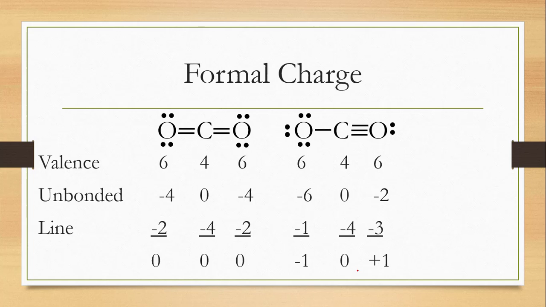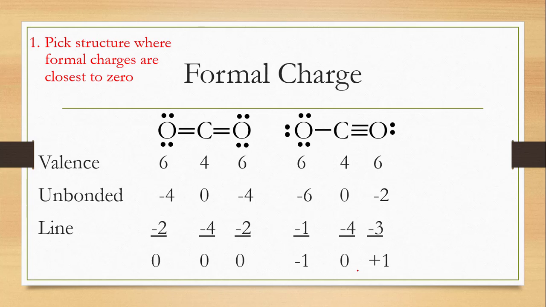It's a neutral molecule. In the second structure, we can see that we have a -1 on one oxygen, a +1 on the other, a 0 on the carbon, and the sum of those formal charges is also 0. So the double check is good. So now, using this, how do we decide which is the more valid structure?